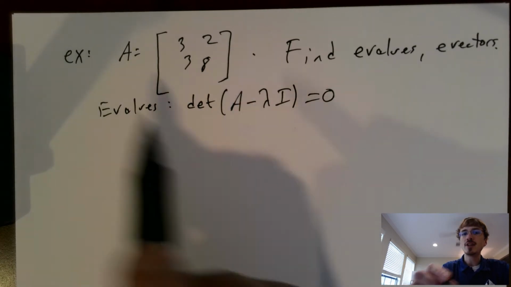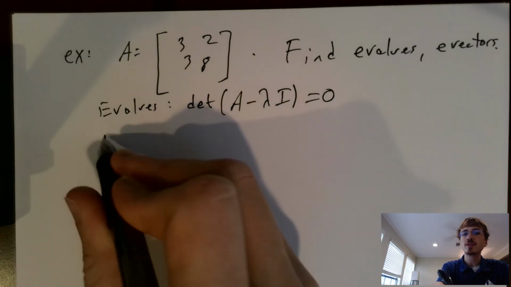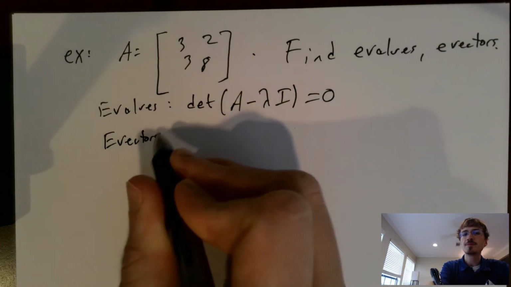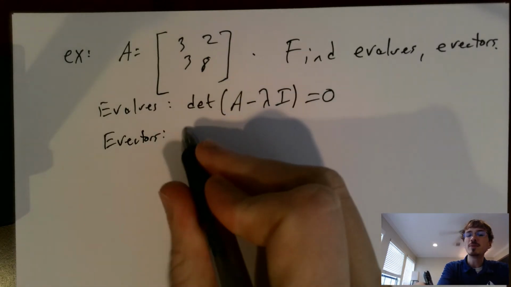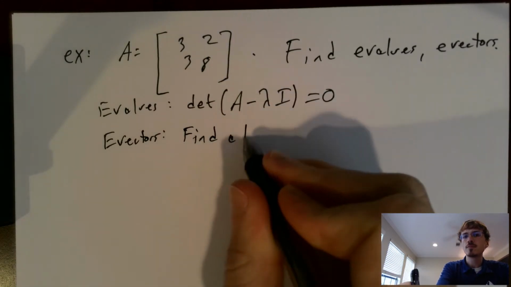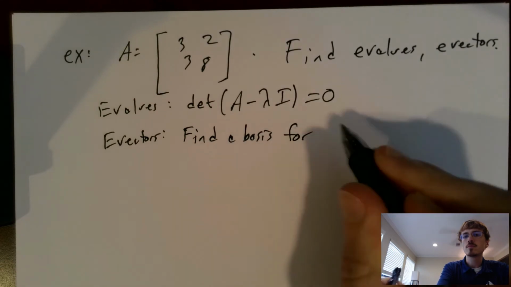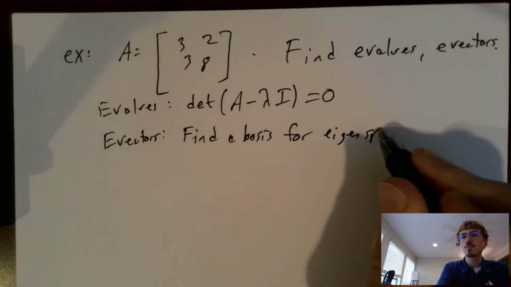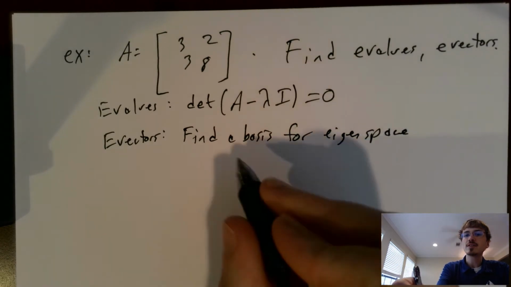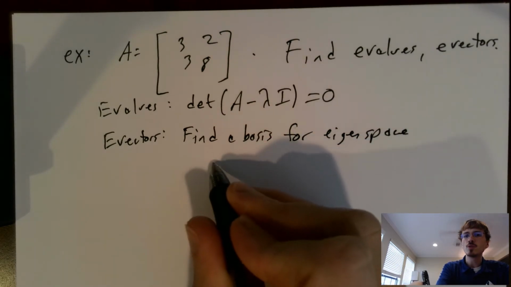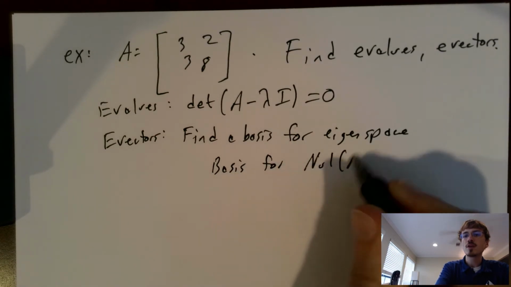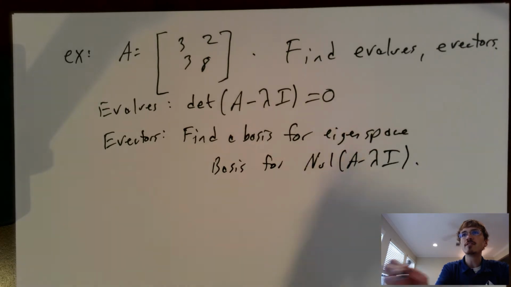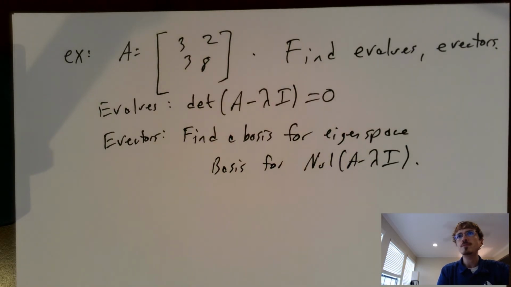And once we find our lambdas, to find the eigenvectors, well, we just said that they're not unique. So what do we mean by finding the eigenvectors? What we're really going to do is find a basis for the eigenspace. And to do that, what do we need to compute? We want to find a basis for the null space of A minus lambda I for each one of those eigenvalues lambda. So let's get to work.